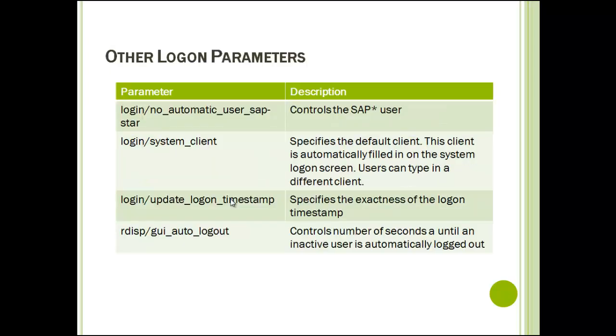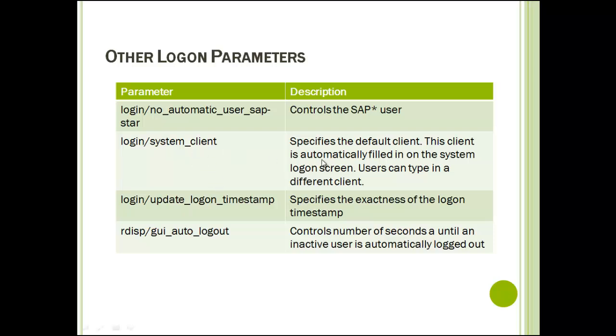Then we have a couple of other parameters. The first parameter is no automatic user SAP star, which we already know. Once we enable this, the critical user SAP star will be disabled from logging into our system. Then the second parameter we are going to see is login system client.